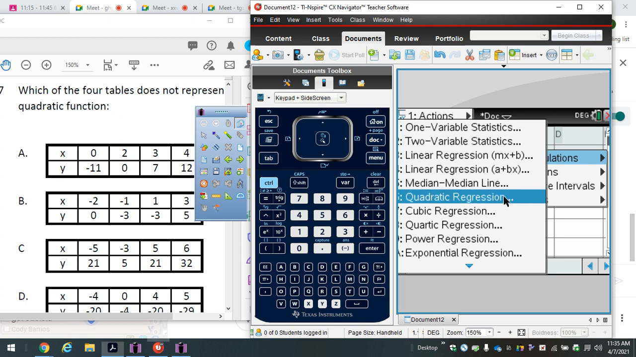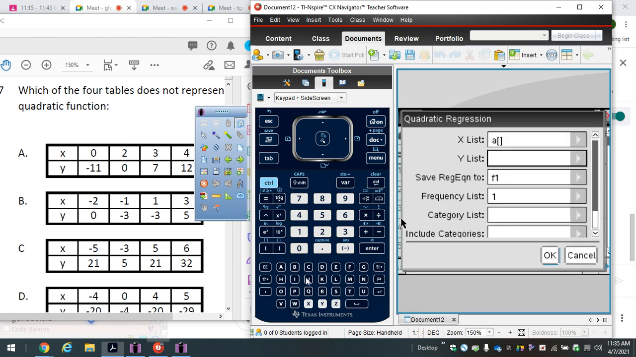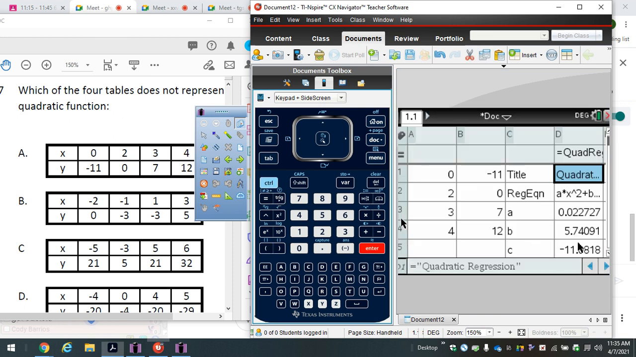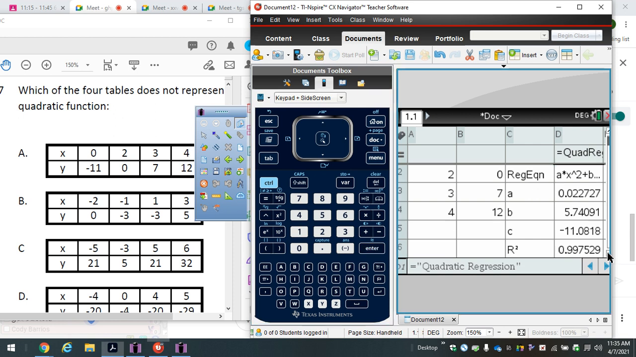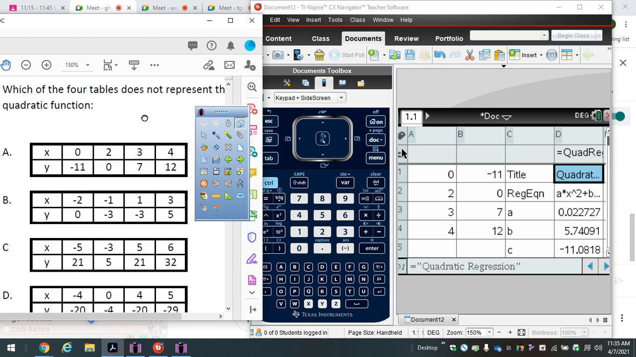This one tells me here if it's quadratic. I'll show you how I tell if it's quadratic or not. Right here, you want to scroll down a little bit. You see how this r squared, that's like your relation. How close is it to being quadratic? Well, it's close, but I'm going to say it's not. Okay? And what was the question asking? Does not represent, oh, I think that's my answer.